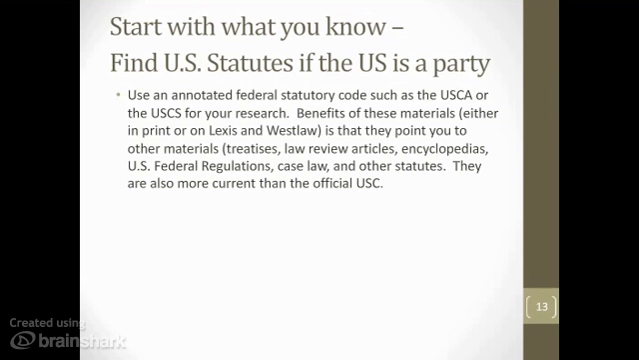When looking for a treaty, it's always a good idea to look at the national law of one of the parties of the treaty. Here we're going to assume that the United States is a party to a particular treaty. We're going to then look at the national law, which means looking at the federal statutes. In order to do that, we're going to use an annotated federal statute, either the USCA or the USCS. The reason why, they're more current than the USC, and they provide us with really great annotations. So that's reference to other materials like treatises, law review articles, encyclopedias, regulations, case law, and other statutes.